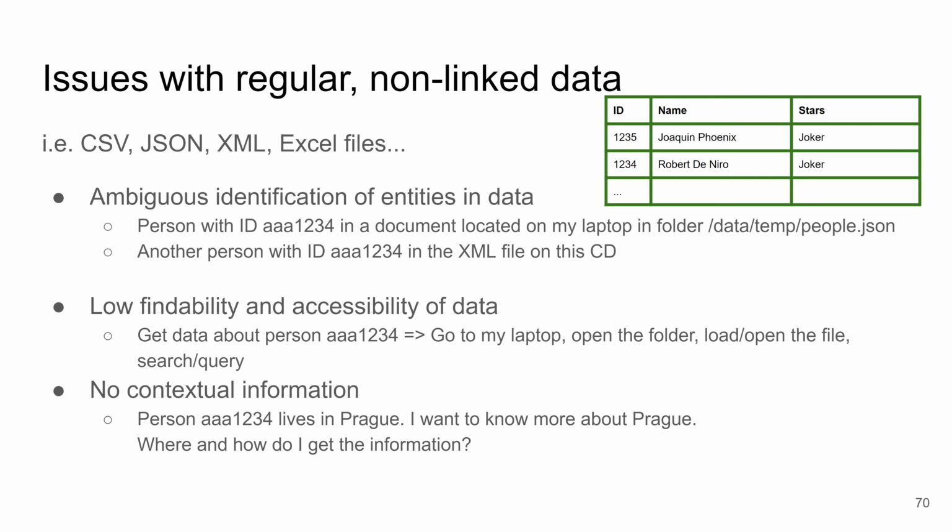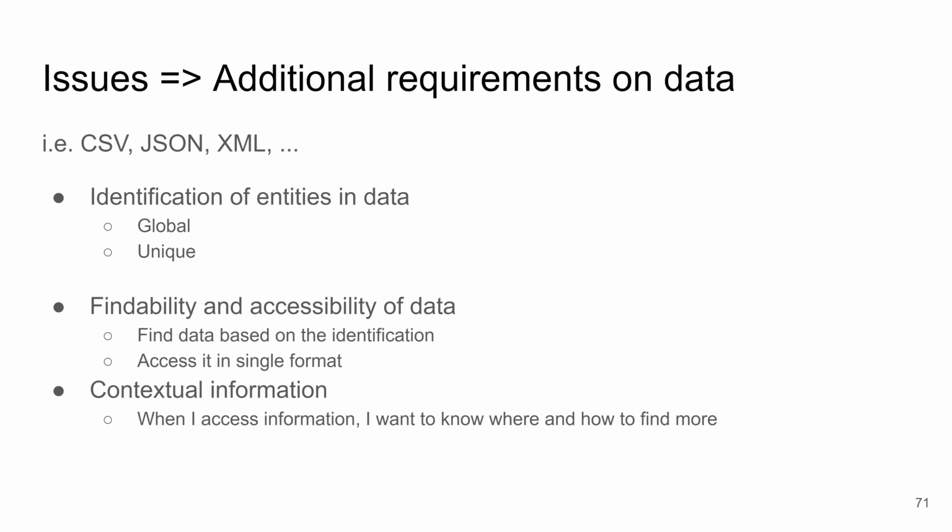Then there is a problem of low findability and accessibility of data because based on the traditional identifiers, we know nothing about where the data is and how to get to it. And again, this is a hint towards IRIs and URLs. And finally, there is no contextual information. So there was lots of information about those files that I had to tell you. What links to what means what, and so on. And there is no link from the data to the explanation. So again, a hint towards URLs.